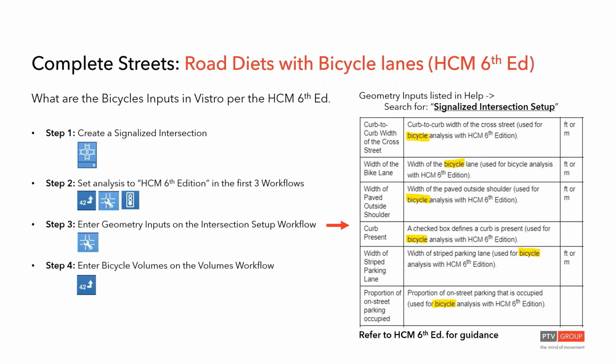And then finally, for step 4, don't forget to enter your bicycle volume. That's on the volumes workflow all the way down at the bottom. There's a row for bicycle volumes, and that's per approach going through across the streets.